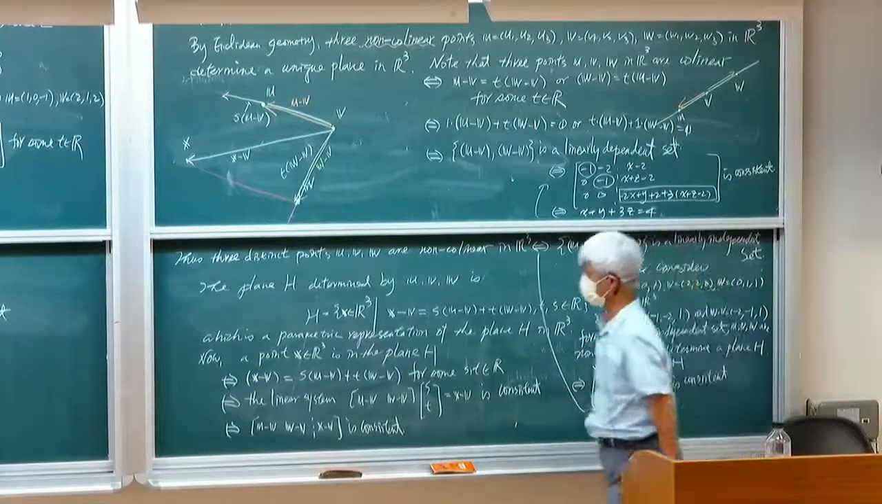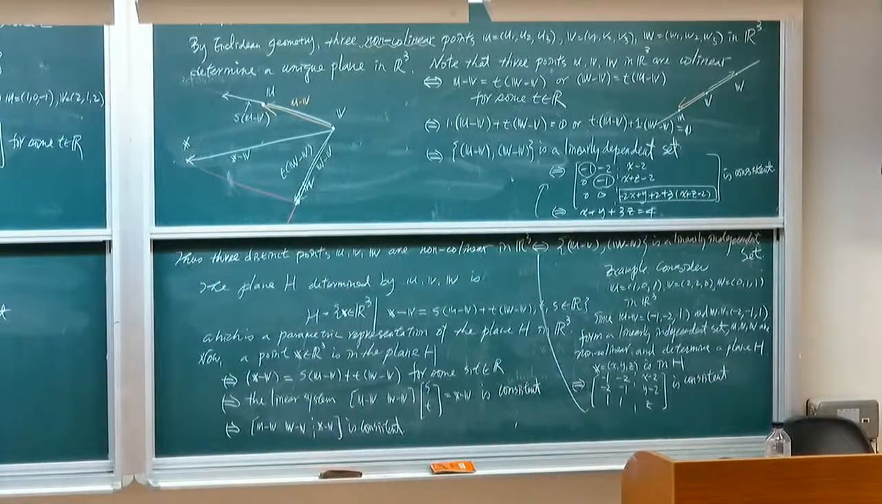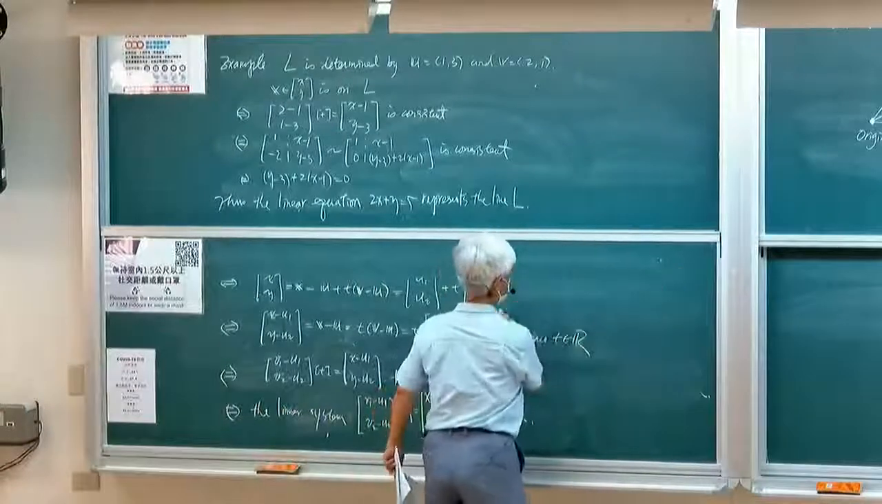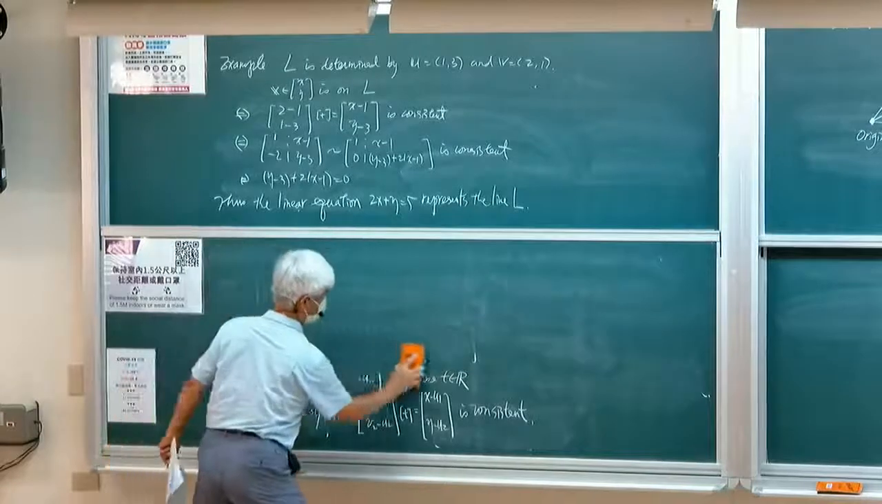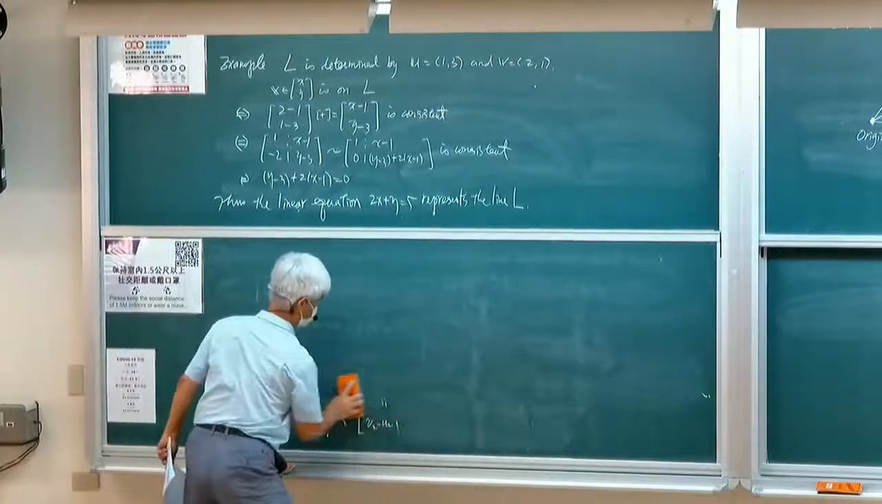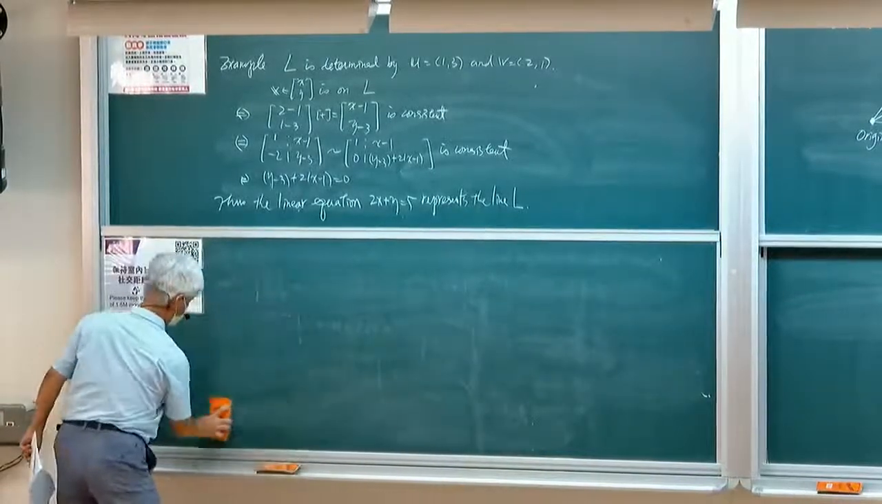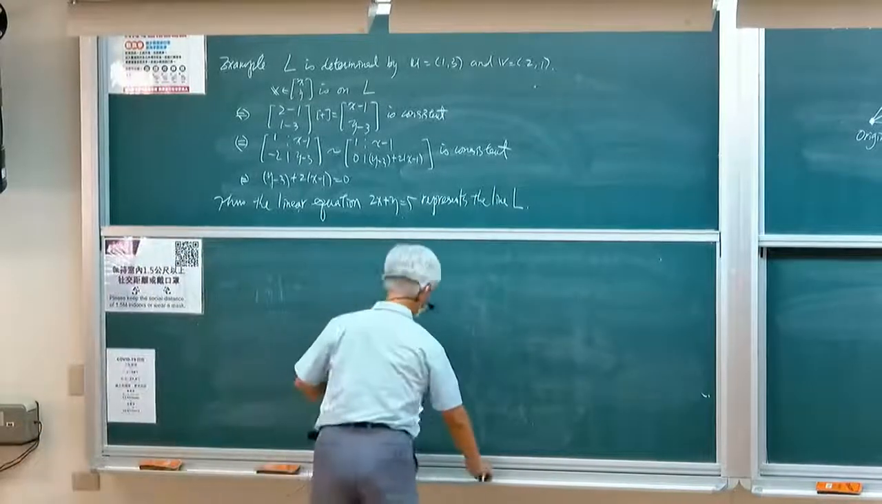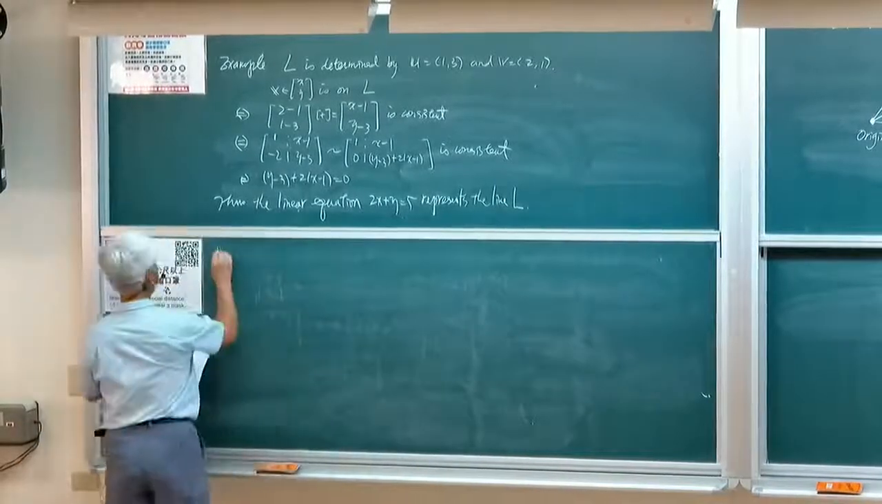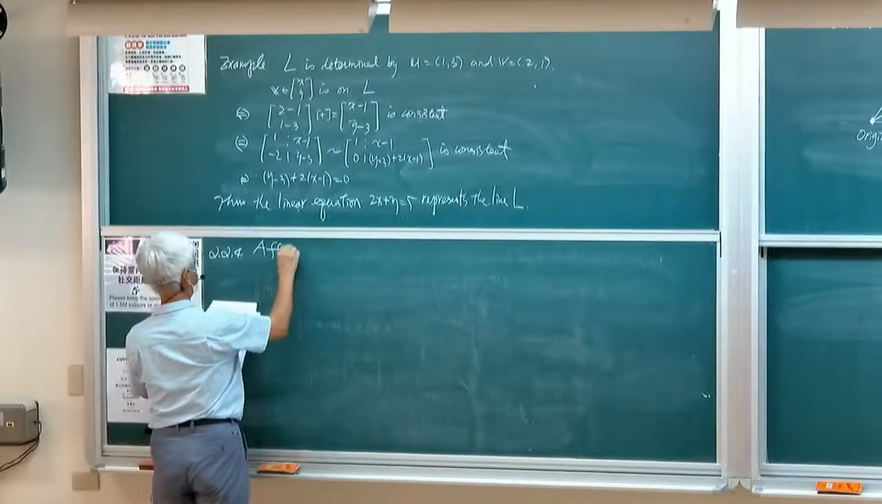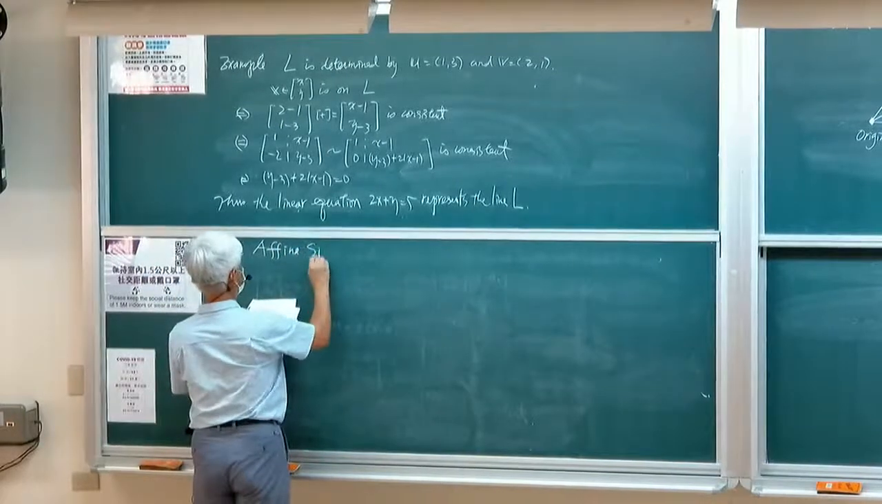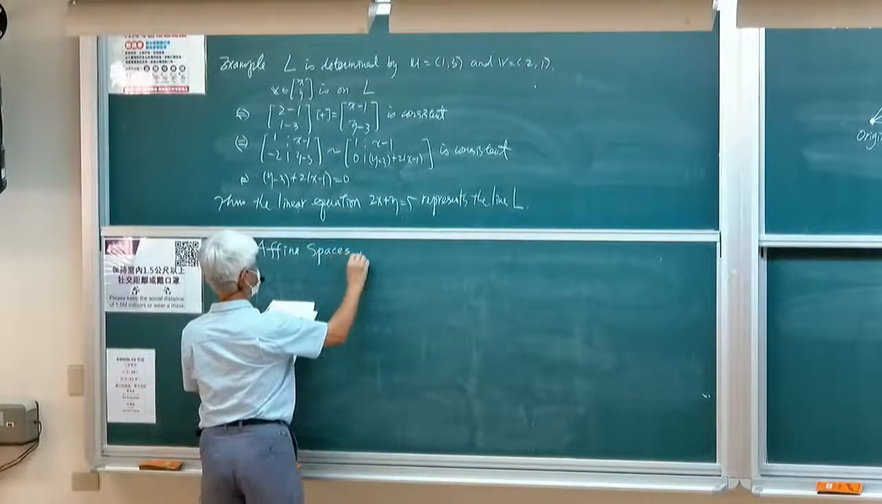And so now I will give a general picture about the objects in Euclidean geometry. All right, so we will study affine space in Rn.